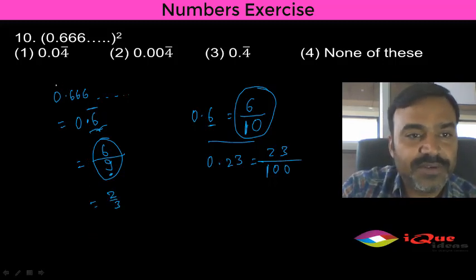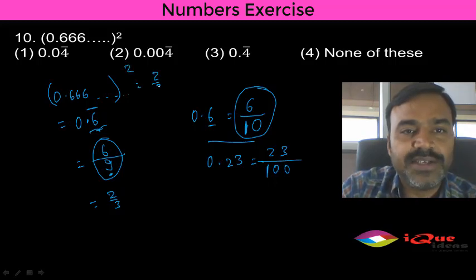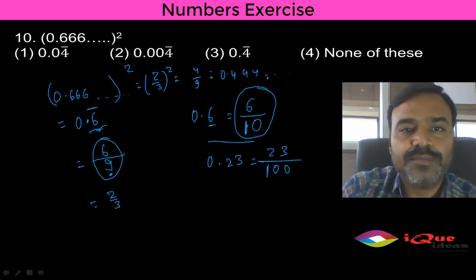And because we have to take square of this number, square of this number will be 2 by 3 square, which is 4 by 9, and 4 by 9 will be 0.444 and so on.